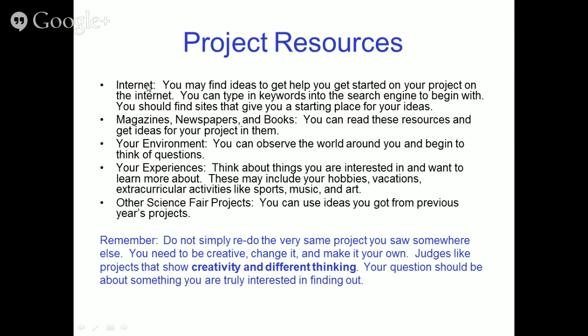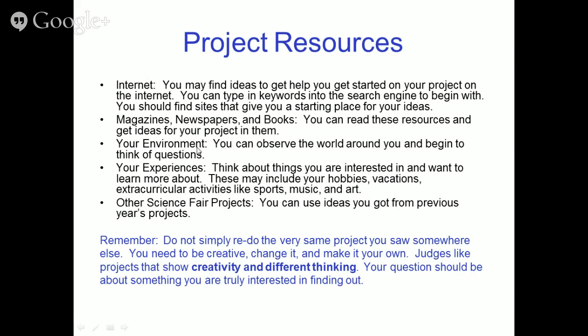Project resources. It talks about the stuff you can use to research. I know you already researched, but if there are further questions, you might want to go back and see if you can find if somebody else did your experiment and what steps they took and what they found. So it talks about using the internet, magazines, your environment. This is what I talked about earlier.